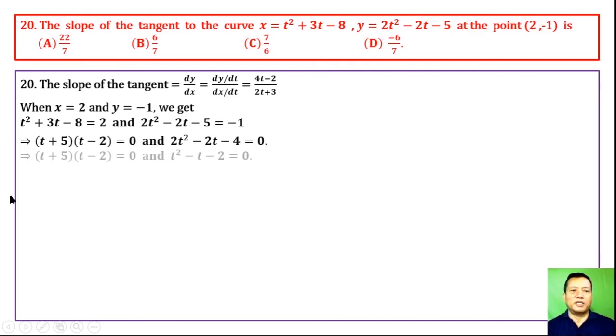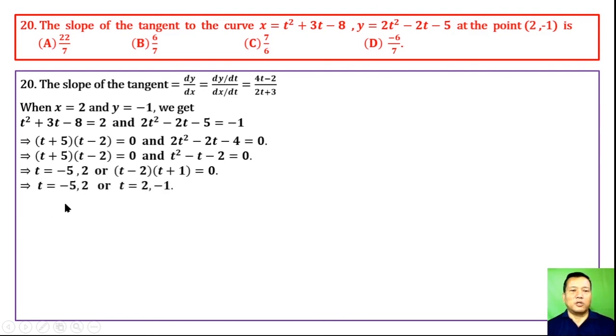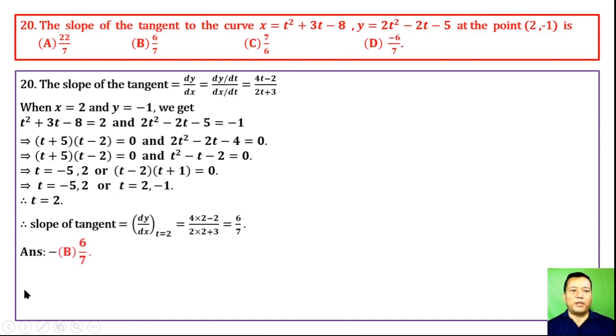And the factorization gives t equal to minus 5 or t equal to 2 minus 1. That is, t equal to 2. Therefore, the slope of the tangent is, on substituting, we get 6 by 7. Correct answer is option B.